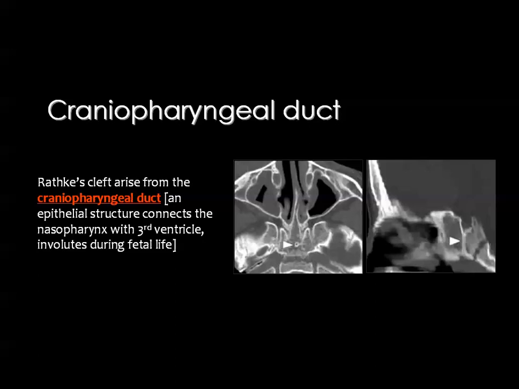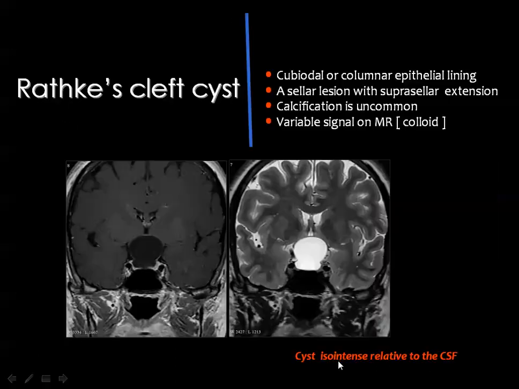You remember the Rathke's cleft cyst, which is a cyst arising from the craniopharyngeal duct. This craniopharyngeal duct connects the nasopharynx to the intracranial structures through the sellar floor. The duct usually involutes during fetal life, but sometimes it may persist, leading to the formation of this Rathke's cleft cyst or the craniopharyngeal duct cyst. This cyst is predominantly located within the pituitary fossa, and it may extend into the suprasellar area.